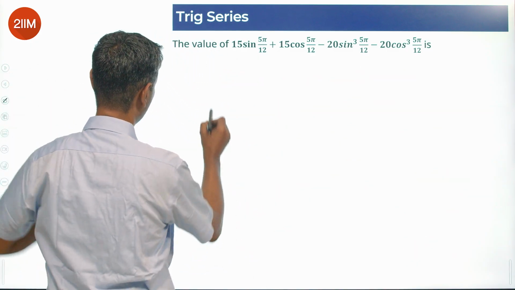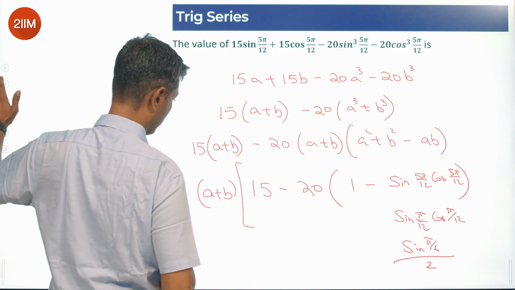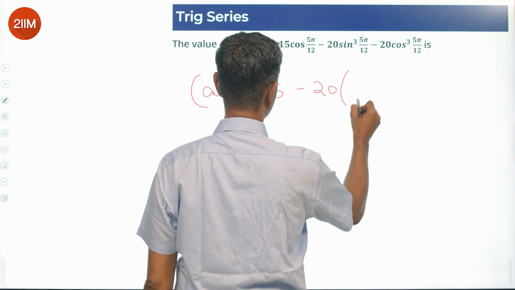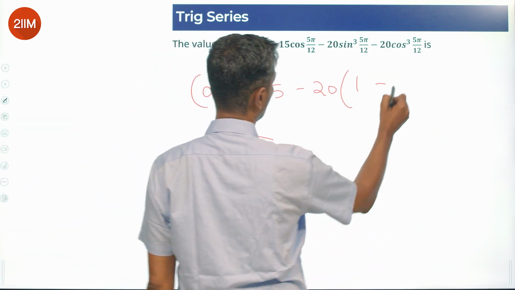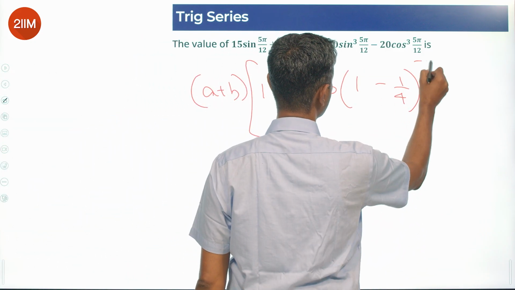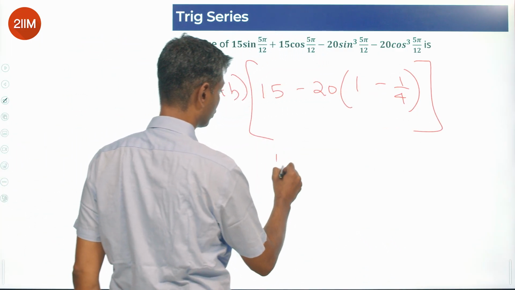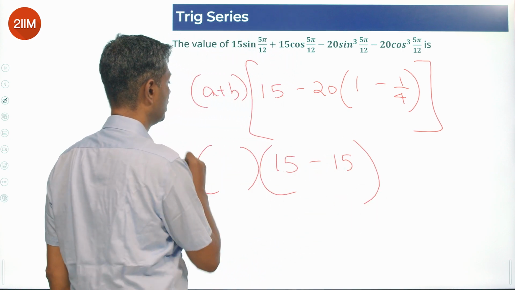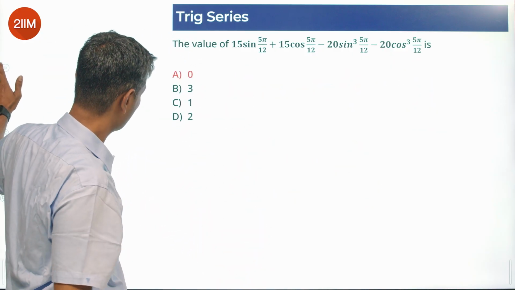So now I can say this is a plus b times 15 minus 20 times 1 minus 1 by 4. 1 minus 1 by 4 is 3 by 4. 20 into 3 by 4 is 15, 15 minus 15, or it goes to 0. An excellent question, challenging question.